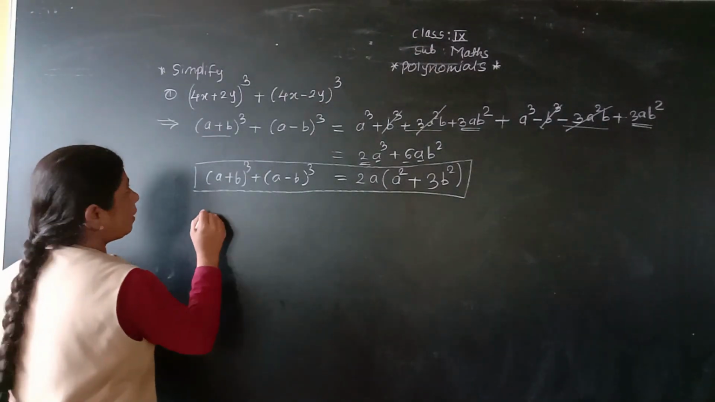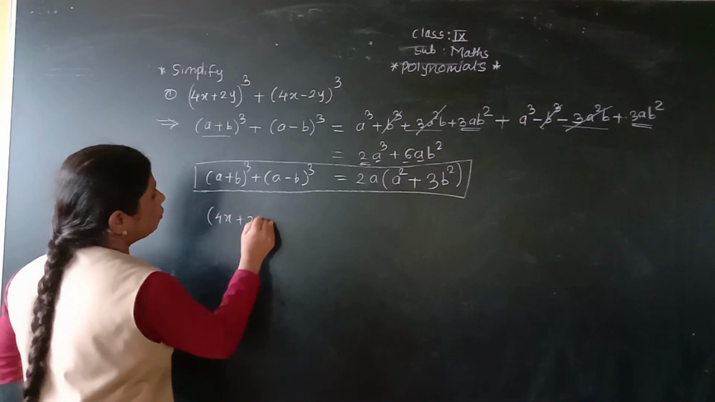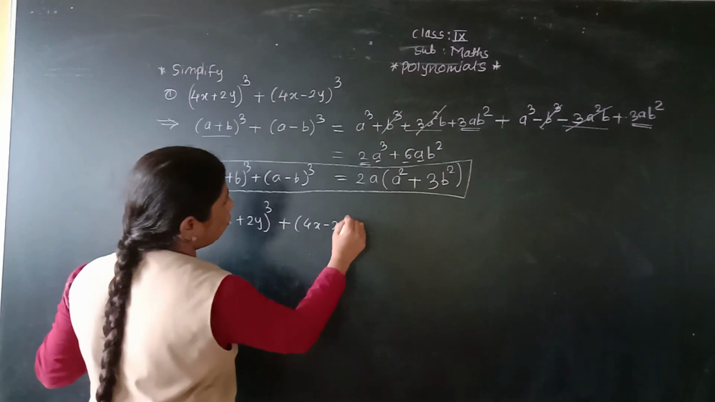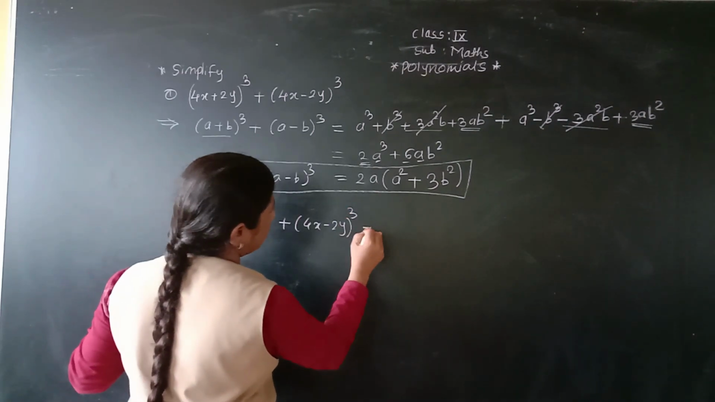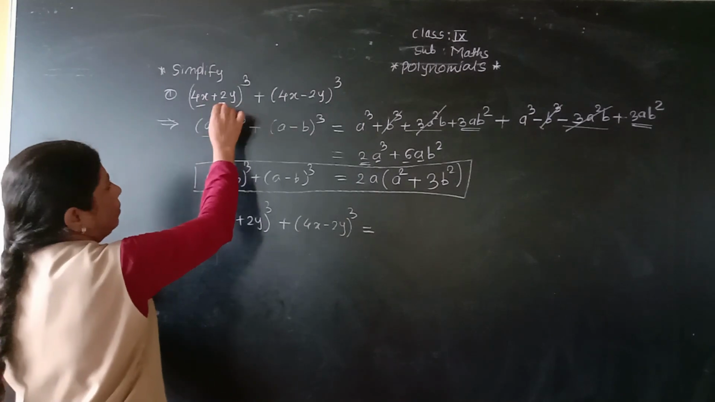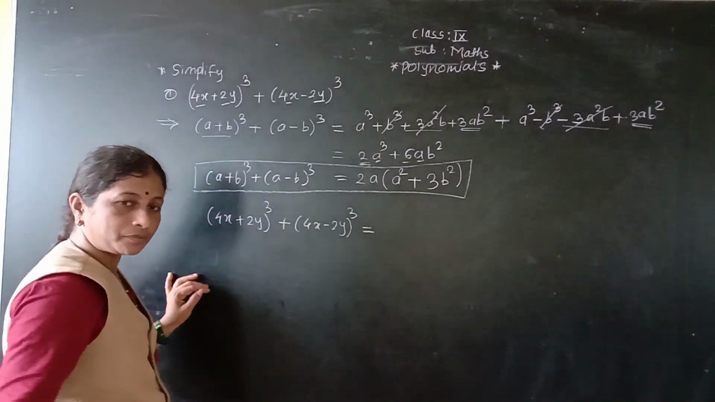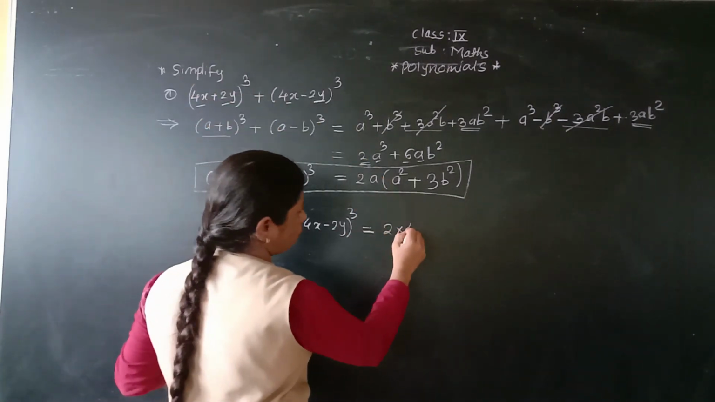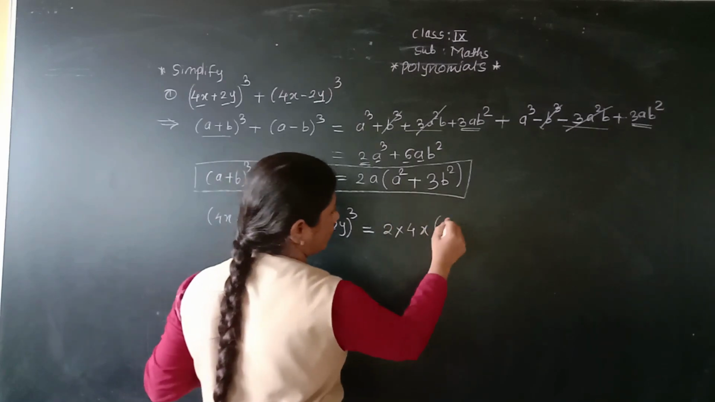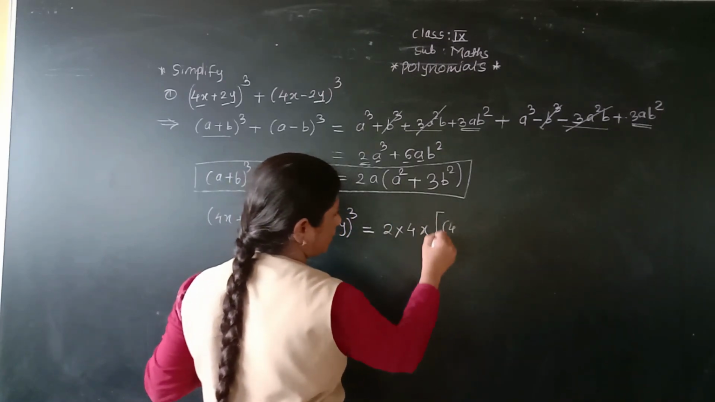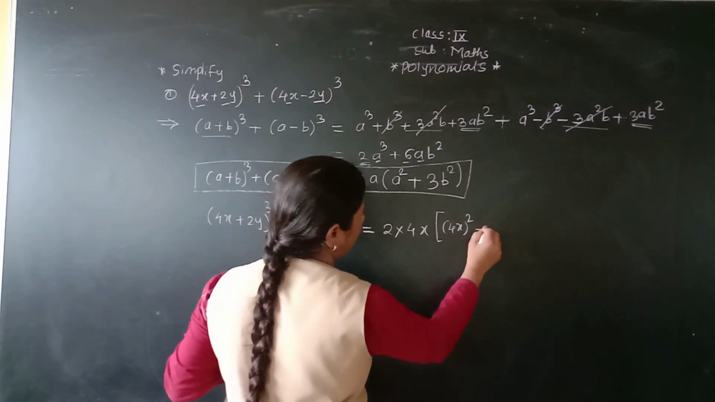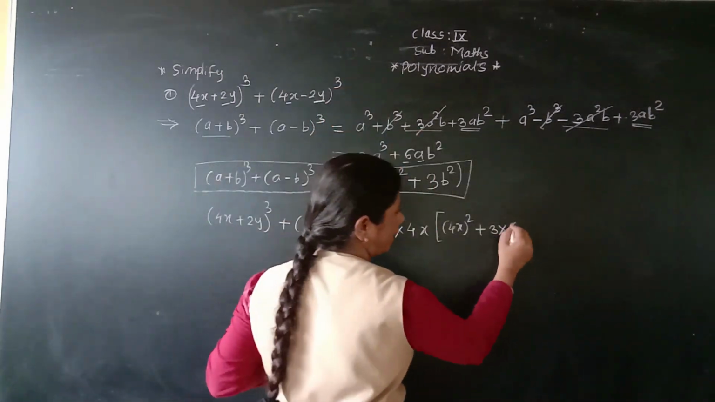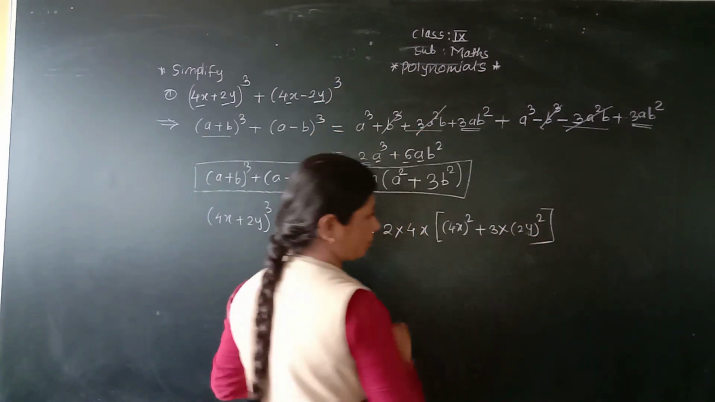So here now we will simplify this example. (4x + 2y)^3 + (4x - 2y)^3. So here equals to, now this is a and this is b. Okay. So 2 in bracket a is what? Your 4x. a is what? 4x. In bracket a^2 means (4x)^2. We will keep this like this. (4x)^2 plus 3 into b^2. b^2 means whose square? 2y, right? So (2y)^2.